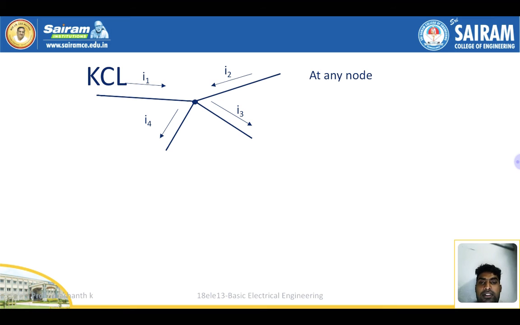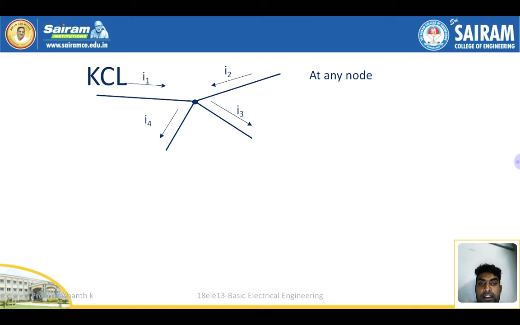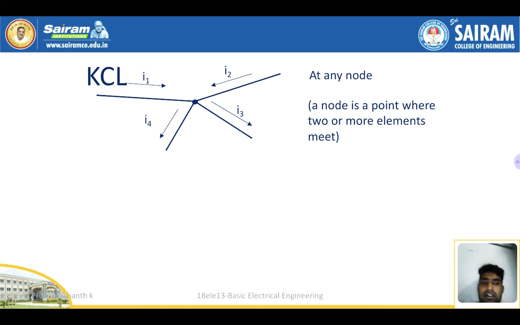So just consider this one as a junction, okay? This is a node, okay? And I1, I2 are entering, I3 and I4 are leaving. A node is a point where two or more elements meet. So node, in the sense, is like a bus stop, okay? This one, Majestic bus stop.